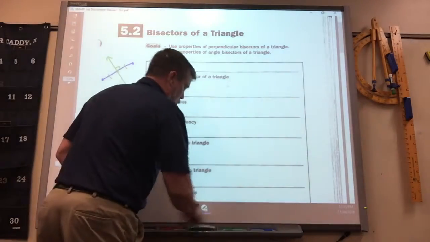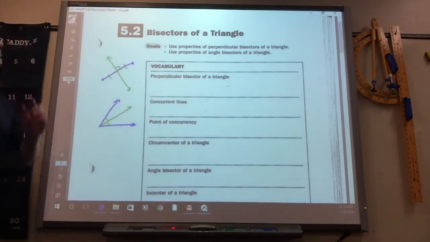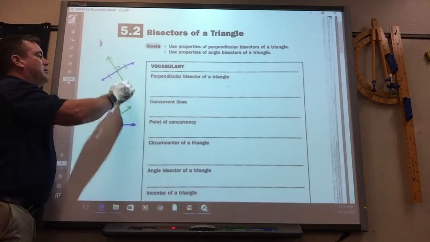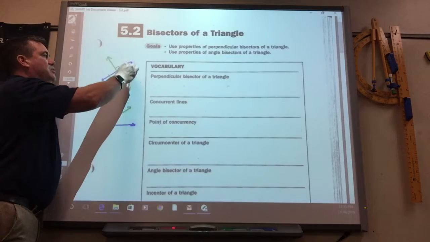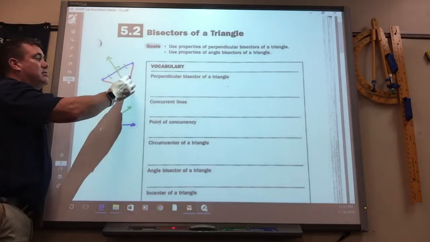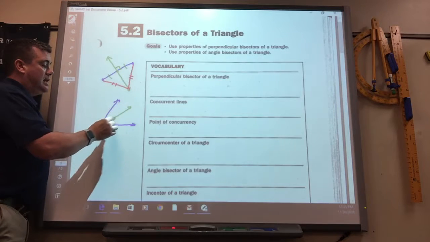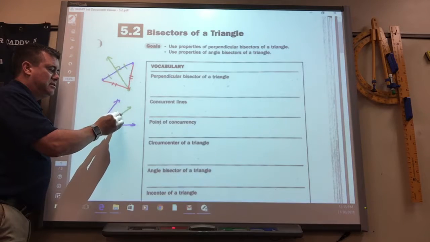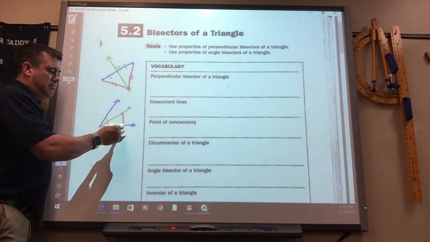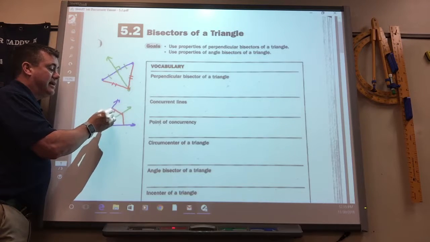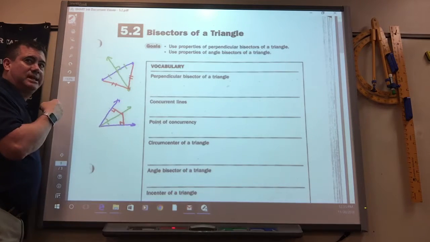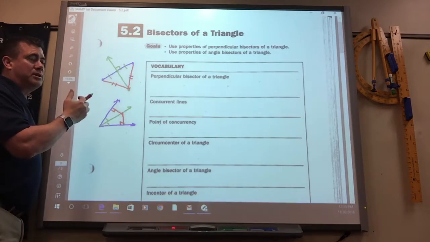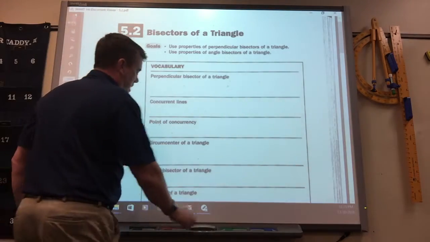Remember the whole idea of these two things is any point on a perpendicular bisector is equidistant from each side. And any point on the angle bisector is equidistant from each side of the angle at a 90 degree. Okay? So, today is really the same stuff, except it's in triangles.